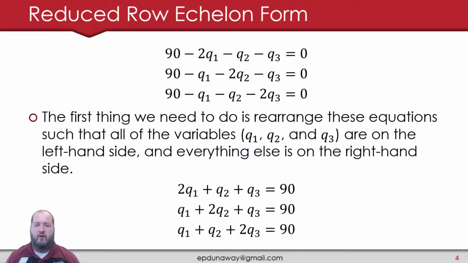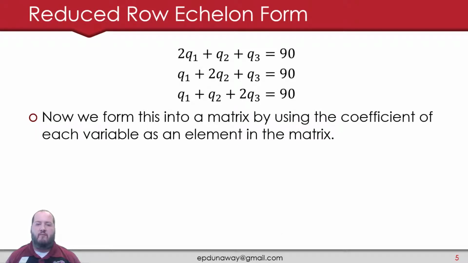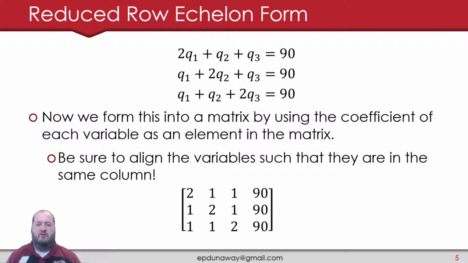That's important as well. From there, I can form a matrix, and the matrix is just going to be the coefficient of each variable as an element in the matrix. So basically, my first row in my matrix right here: the coefficient of q1 is 2, the coefficient of q2 is 1, the coefficient of q3 is 1, because they don't have any number in front of them, and then that equals 90. So I get my first row right there: 2, 1, 1, 90.